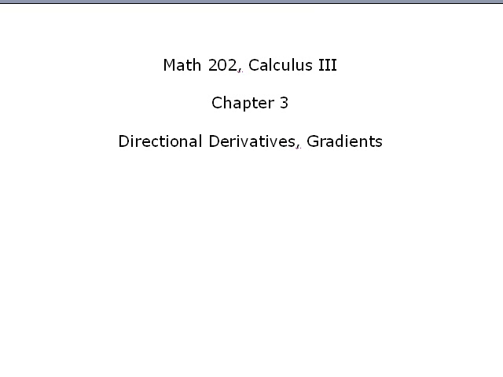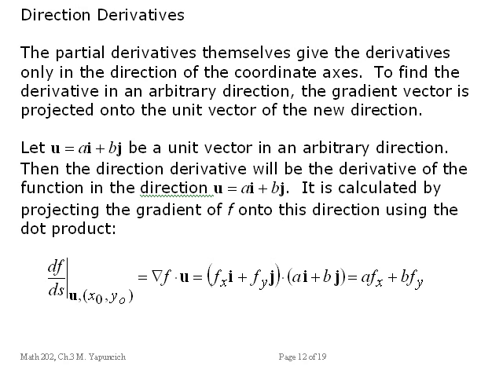This is a lecture on directional derivatives and also some more information on the gradient vector. The partial derivatives showed the derivative only in the direction of the coordinate axis, only along the x direction or along the y direction or along the z direction. Of course, you would like to find the derivative in an arbitrary direction. To do that, you use the gradient vector.